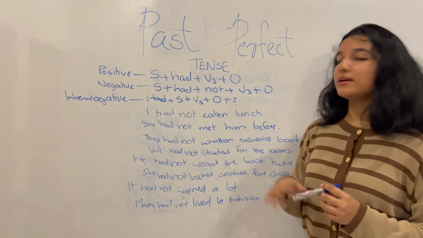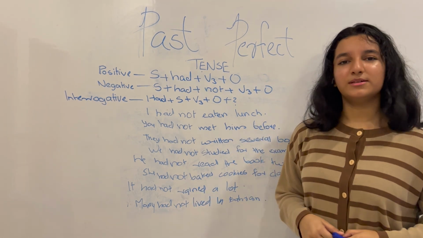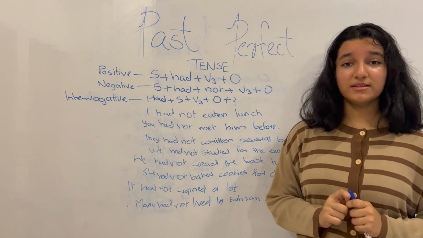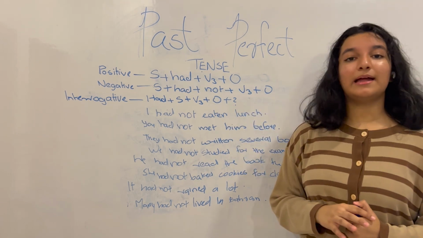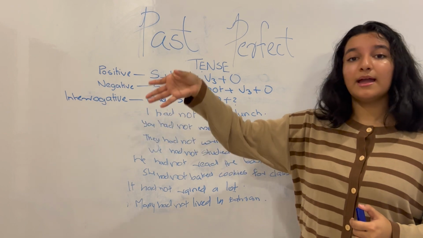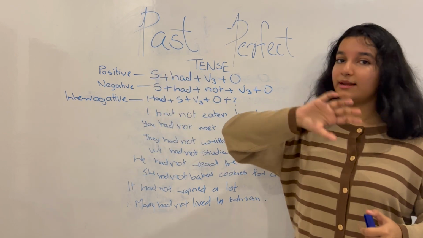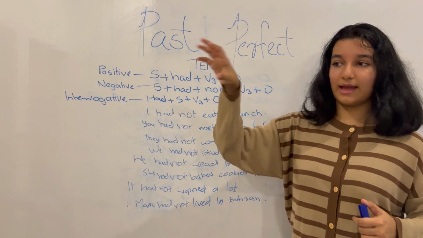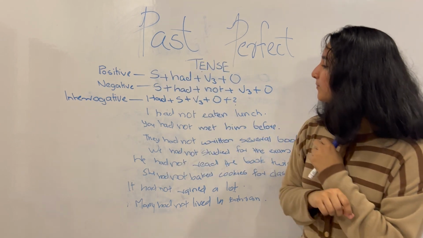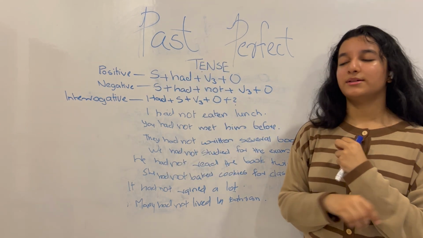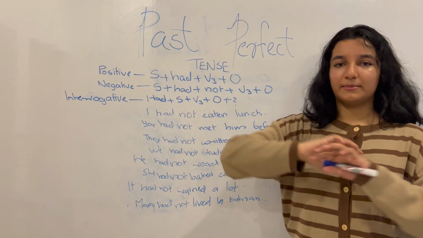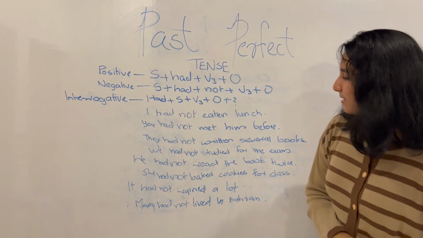So now you can see here, before, when the sentences were positive, it was talking about an action that had taken place in the past, started and ended in the past. But now it is talking about an action that hasn't taken place at all in the past.